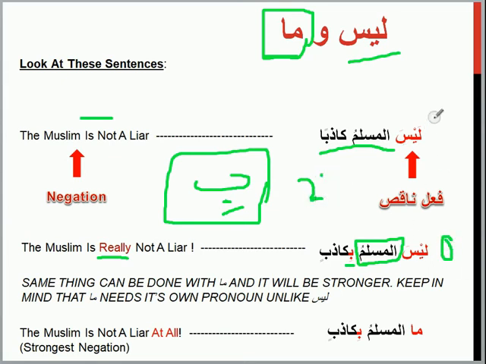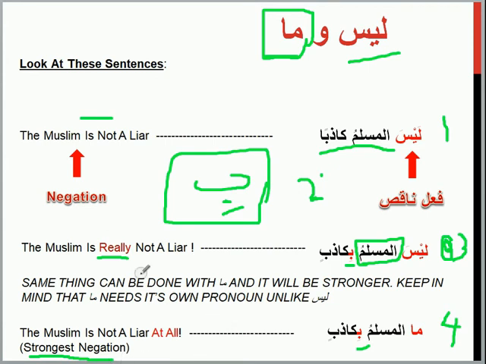So 2, I didn't write 2, you will have to make it on your own. 1, 2, this would be 3, and 4 you would use ma muslimu, and remember the ba we used in Laisa. We can do the same thing with ma. That means you're saying he is not a liar at all. You better stop saying what you're saying. I completely disagree. A very strong form of negation, in fact the strongest among these four.